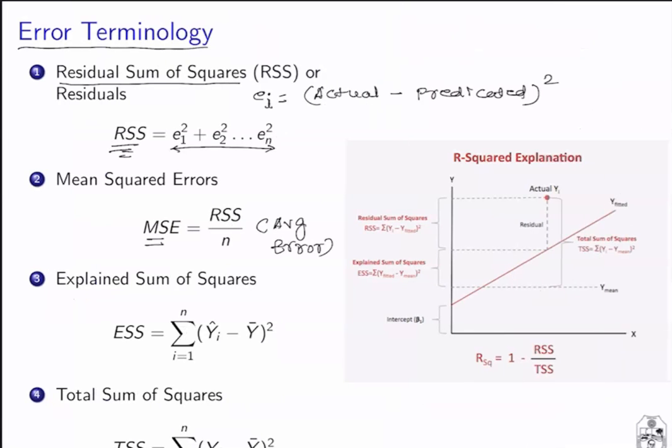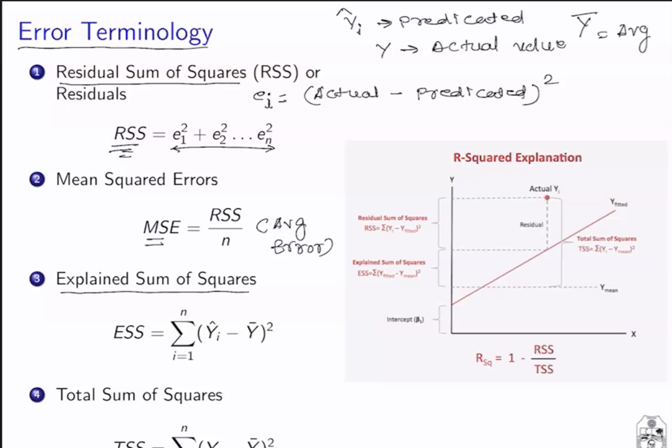Then the third error term that is commonly used is called the explained sum of squares. In this error description, I am referring to y_i cap, which means the predicted or estimated value, an individual estimated or predicted value, and y is the actual value, and y bar is the average of y. So these are the notations here.